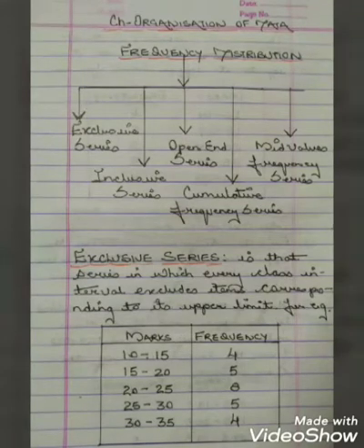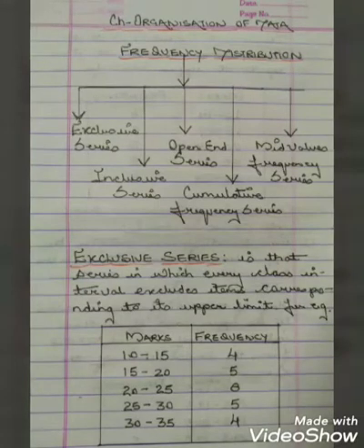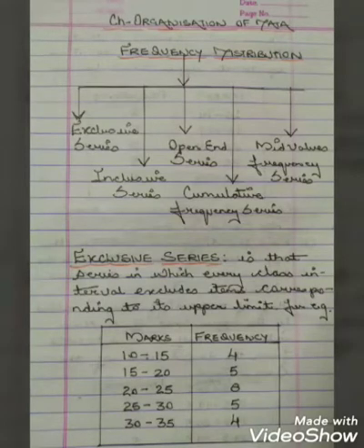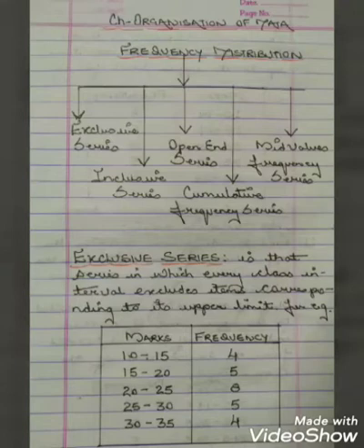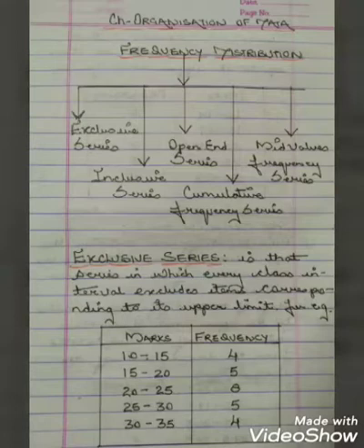Now when we talk about exclusive series, these are those series in which every class interval excludes items corresponding to its upper limit. That means in this series, the upper limit of one class interval is the lower limit of the next class interval.